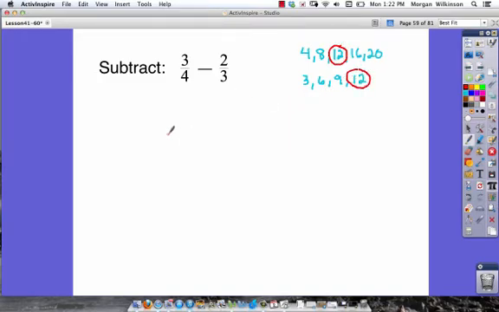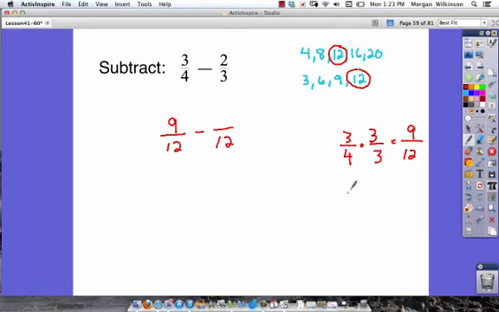So let's rewrite. We're going to get something out of 12 minus something out of 12. So 3/4 times something is going to be equal to a numerator with a denominator of 12. 4 times 3 is 12, so 3 times 3, we always multiply by the same thing. 3 times 3 is 9. So we get 9/12. So we have 9/12 as our first term.